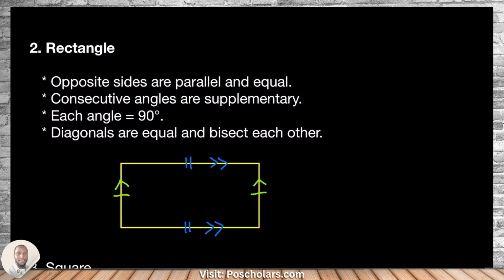That's the first property. Next property is consecutive angles are supplementary, right? We don't need to bother ourselves because indeed each of these angles is 90 degrees. That's the property. Each angle is 90 degrees, right?